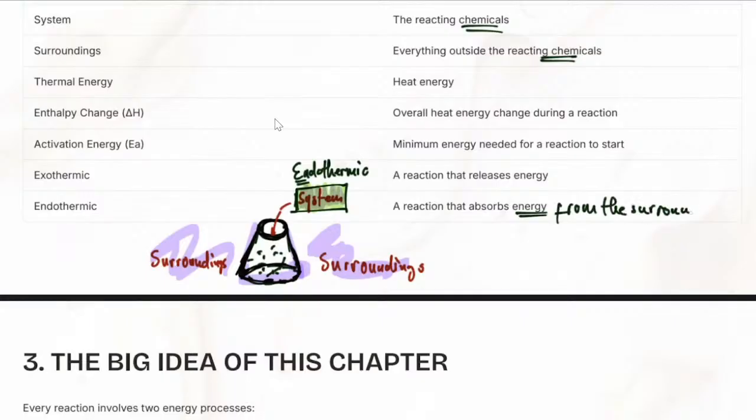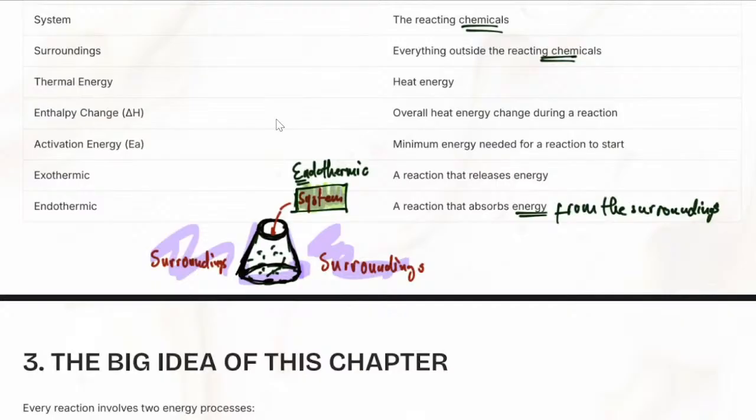The surroundings will get cooler because all the heat is going. So when you hold this type of reaction, it feels colder. The reason it feels cold is because it's taking the heat, so it's leaving the outside being cold.